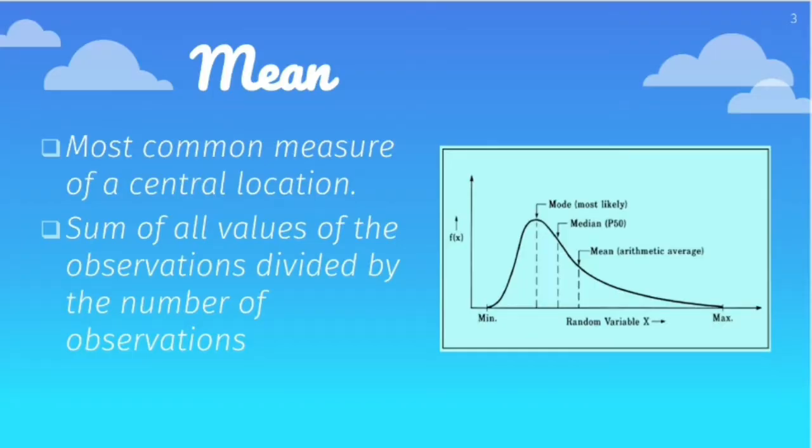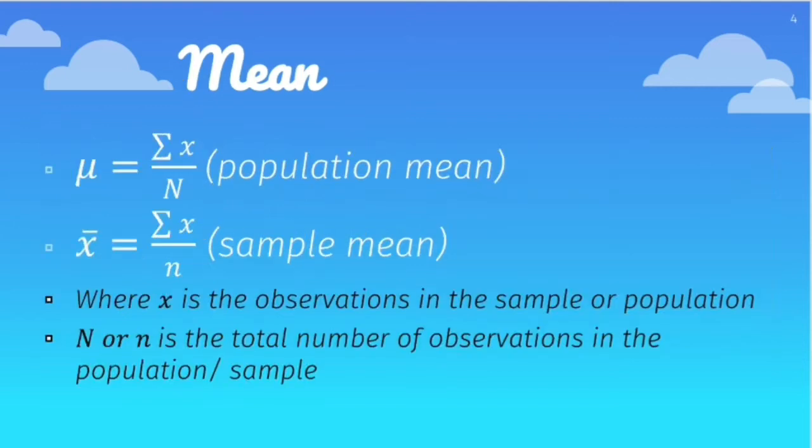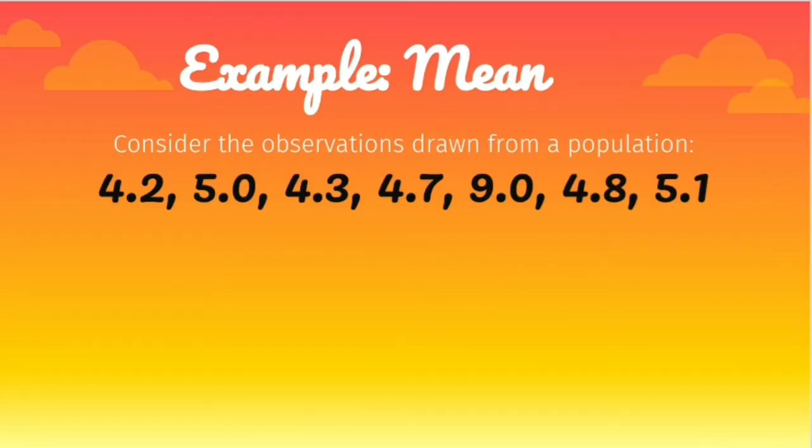First, let's have the mean. It is the most common measure of central location. To get the mean, all you have to do is get the sum of all the values of the observations divided by the number of observations. So we have the following formula. We use the symbol mu to indicate the population mean and the x bar to indicate the sample mean, where x is the observations in the sample or population and n is the total number of observations in the population or sample. So let's try an example.